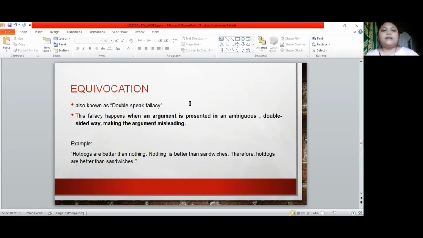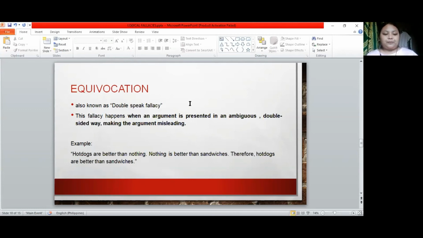equivocation. This is also known as doublespeak fallacy. This fallacy happens when an argument is presented in an ambiguous, double-sided way, making the argument misleading. For example: hot dogs are better than nothing. Nothing is better than sandwiches. Therefore, hot dogs are better than sandwiches. So the word nothing here is used to refer to both not anything and all things.